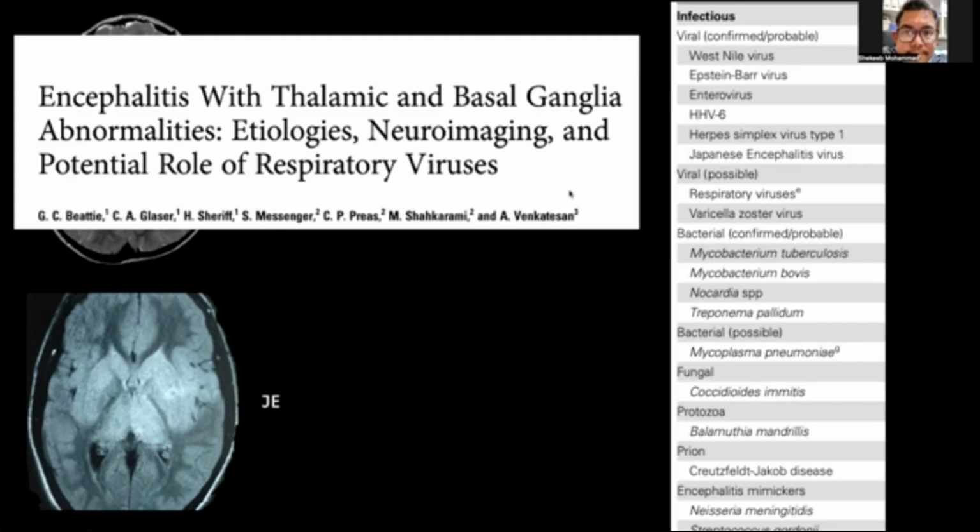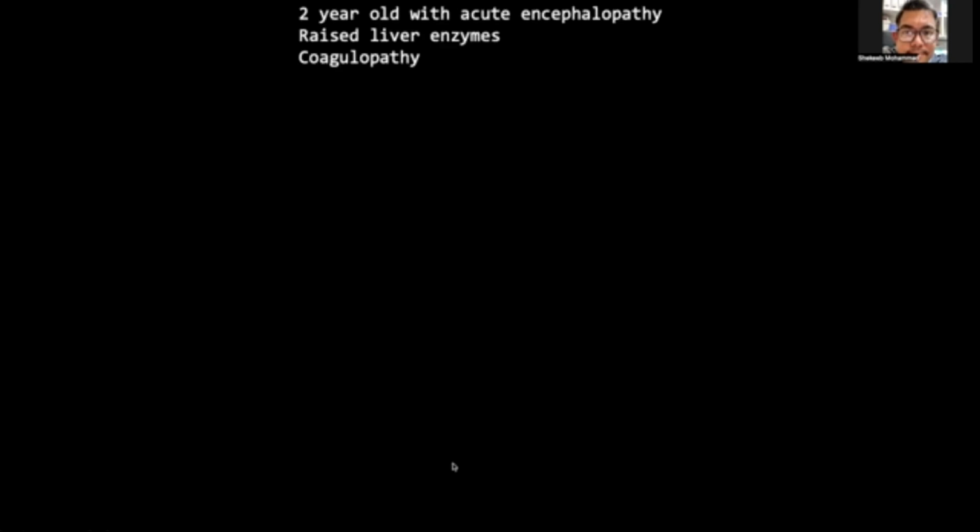Respiratory viruses are particularly prone, but in some parts of the world, other differentials to be considered are listed here, particularly Mycobacterium tuberculosis, which can lead to a direct infective change or a vasculitis-related change in the neostriatum. This is another clinical scenario that you have to remember because the neuroimaging is quite an important clue.